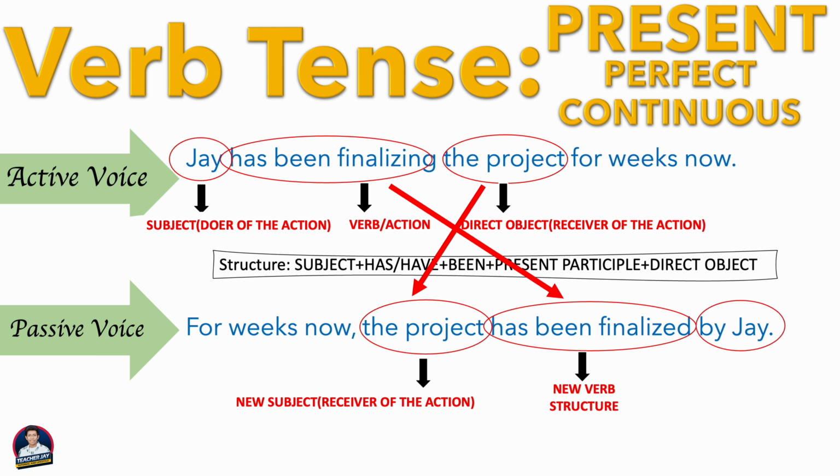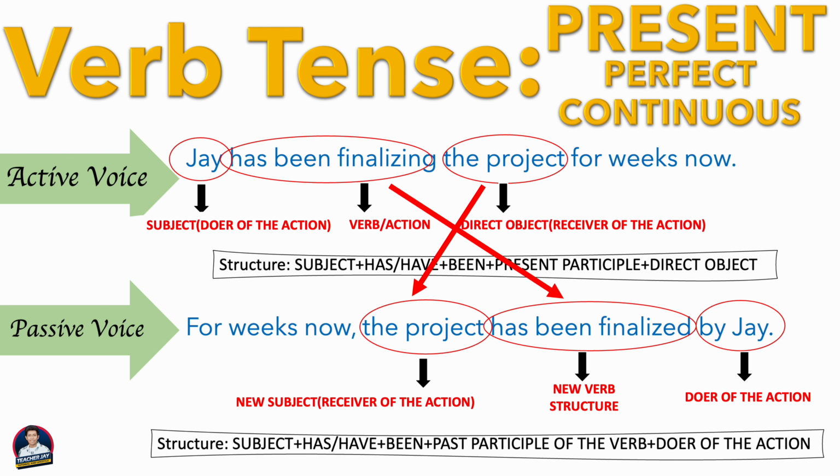Then the doer of the action by J. And this example uses the structure subject plus has or have, depending on your subject, whether it's singular or plural, the word been plus past participle form of the verb finalized with D at the end, and then the doer of the action by J.